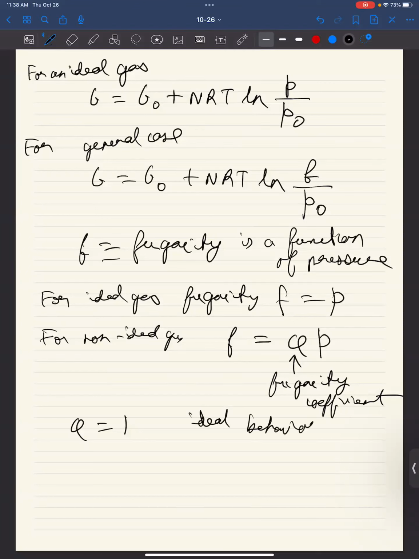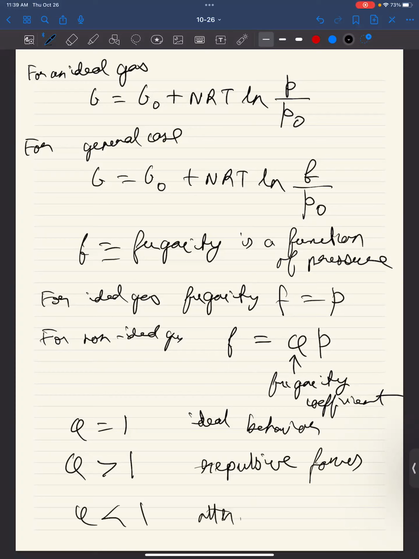Is this phi a function of pressure? Oh, yeah. Phi itself can be a function of pressure. Phi can be more than 1, phi can be less than 1, phi can depend on pressure, it can be all sorts of things, okay? And most generally, it will depend on pressure. I will show you next that phi more than 1 tells us that the chemical is dominated by repulsive forces, and phi less than 1 tells us that the thing is dominated by attractive forces.